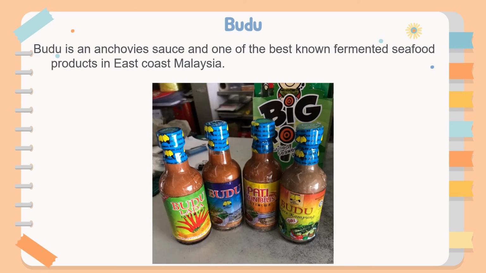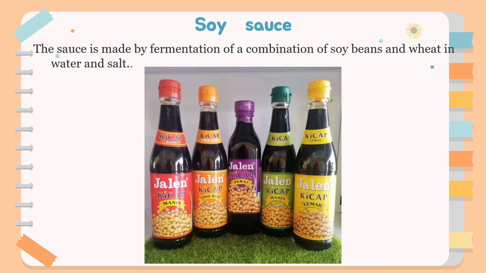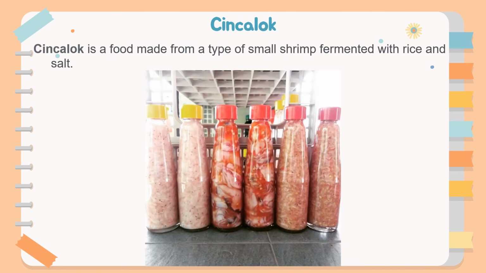And budu is a fermented anchovy sauce and one of the best fermented seafood products in East Coast Malaysia. Soy sauce is made by fermentation of a combination of soybean and wheat in water and salt. And the last one is chinchalu. Chinchalu is a food made from a type of small shrimp fermented with rice and salt.